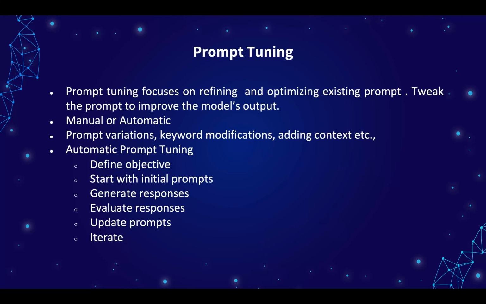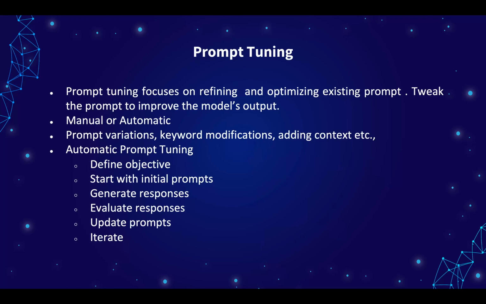Now let's move on to prompt tuning. Prompt tuning focuses on refining and optimizing an existing prompt, tweaking the prompt to improve the model's output, manually or automatically. So you can do manual prompting or automatic prompting. Sometimes you can even ask Copilot or ChatGPT themselves, can you fine-tune this prompt so that I get the required response? It can do that. So prompt variations, keyword modifications, adding context, all those things are prompt tuning.